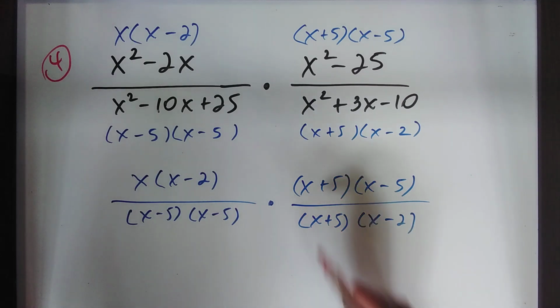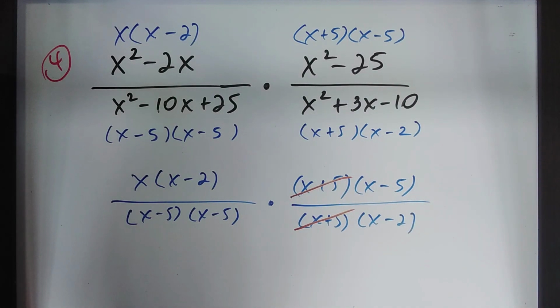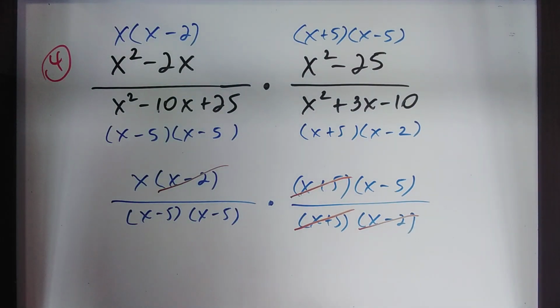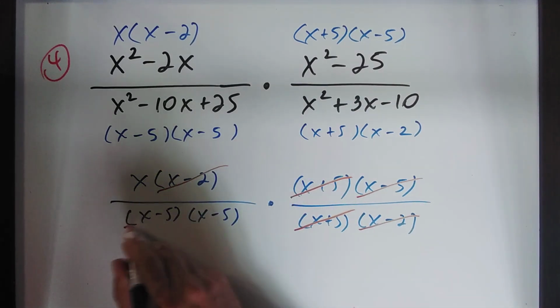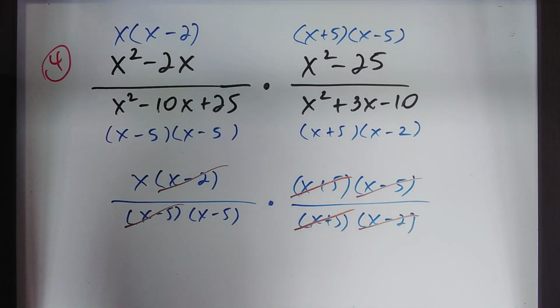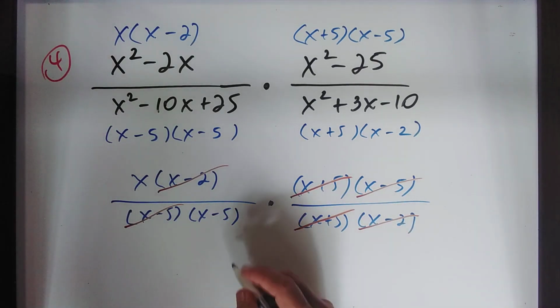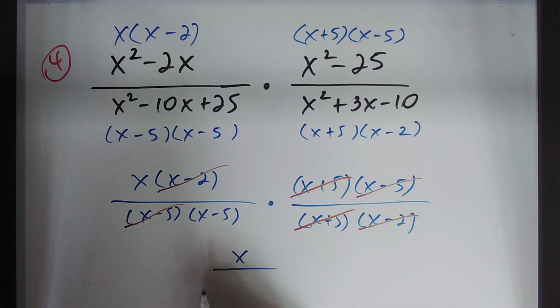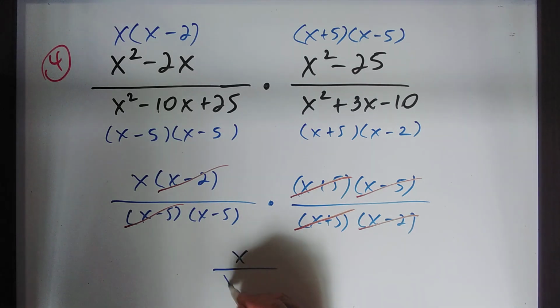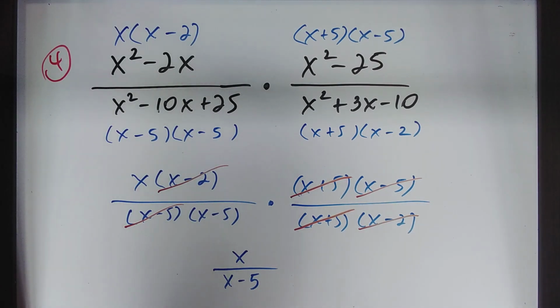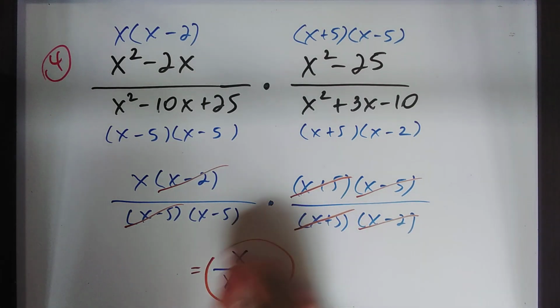Alright, I see these two x plus 5, take them out. I see this x minus 2, take them out. I see x minus 5 here, it could be either one of these, let's take that one out. And that's it, whatever is left is my answer. So what is left on the numerator? X times, that's just x, over what's left on the bottom, x minus 5. Since it's the only thing, I'm going to leave it without parentheses. And that's my answer.